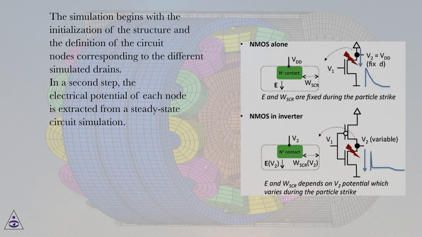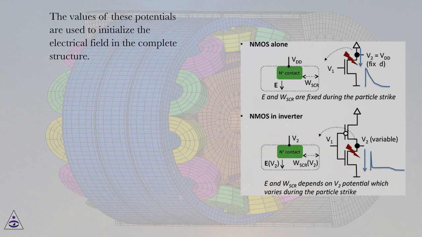The simulation begins with the initialization of the structure and the definition of the circuit nodes corresponding to the different simulated drains. In a second step, the electrical potential of each node is extracted from a steady-state circuit simulation. The values of these potentials are used to initialize the electrical field in the complete structure.